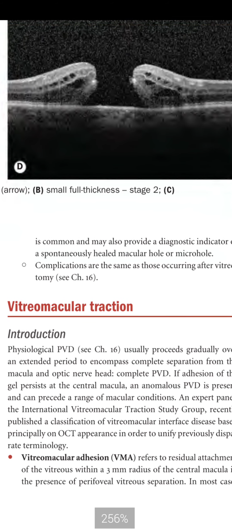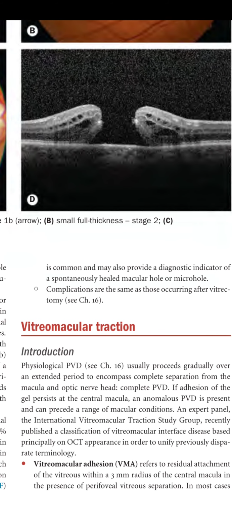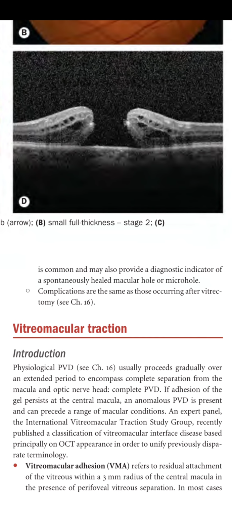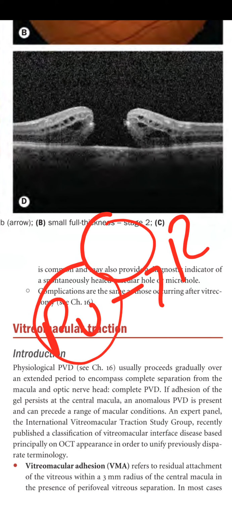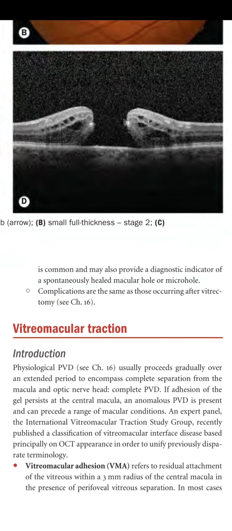Physiological PVD usually proceeds gradually over an extended period to encompass complete separation from the macula and optic nerve head, complete PVD. Because the posterior vitreous is getting separated from the retina due to age related changes, the traction can occur during this phase. If the adhesion of the gel persists at the central macula, an anomalous PVD is present and can precede a range of macular conditions.